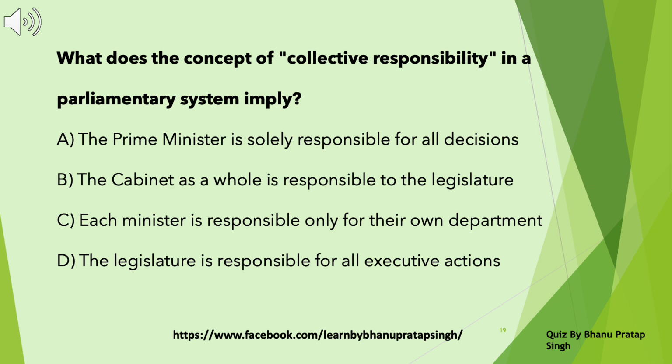What does the concept of collective responsibility in a parliamentary system imply? A. The Prime Minister is solely responsible for all decisions. B. The Cabinet as a whole is responsible to the legislature. C. Each minister is responsible only for their own department. D. The legislature is responsible for all executive actions. Choose the correct answer. Answer B. The Cabinet as a whole is responsible to the legislature.